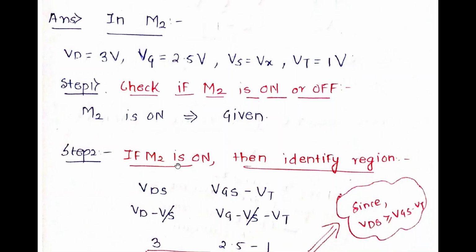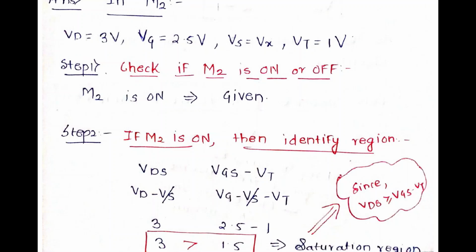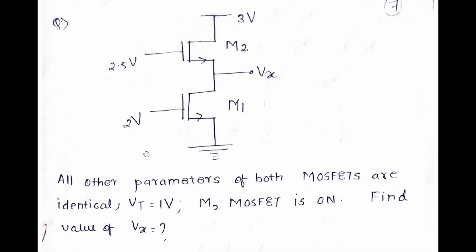So if M2 is on, we need to identify the region in which it operates. It can be either linear or saturation. The condition is VDS versus VGS minus VT. VDS is VD minus VS, and VGS is VG minus VS, so VS cancels. VD is equal to 3 volts, VG is 2.5 volts, and VT is 1 volt. So 3 is greater than 1.5 volts. Since my VDS is greater than VGS minus VT, I can say MOSFET M2 lies in the saturation region.